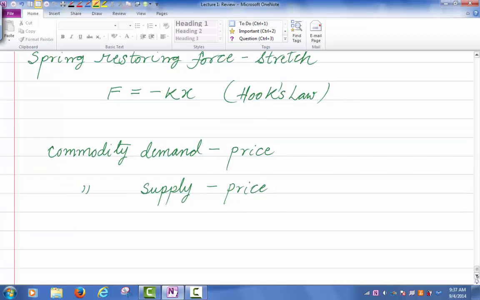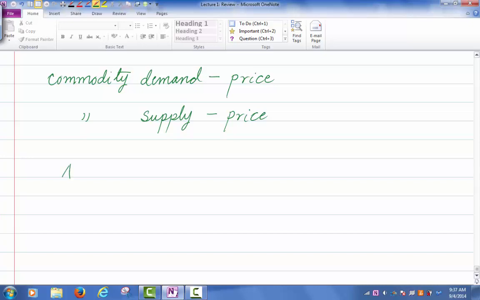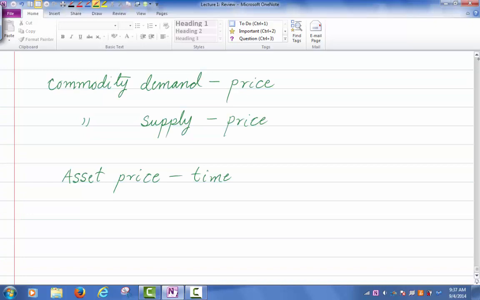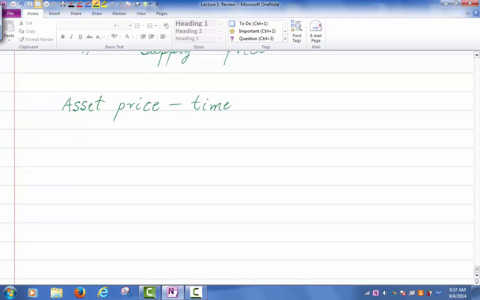And then from finance, one example that we talked about was the asset price as a function of time. So you can think of a Microsoft stock. What is the stock price at a given time? That's what I mean by asset price as a function of time. Now, I can go on and on with so many functions around a lot of areas. Nowadays, you name any area of study, you can find functions.